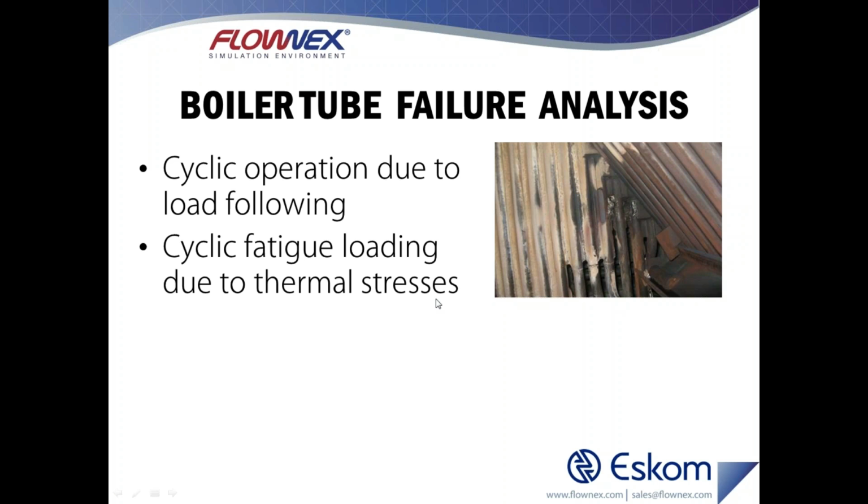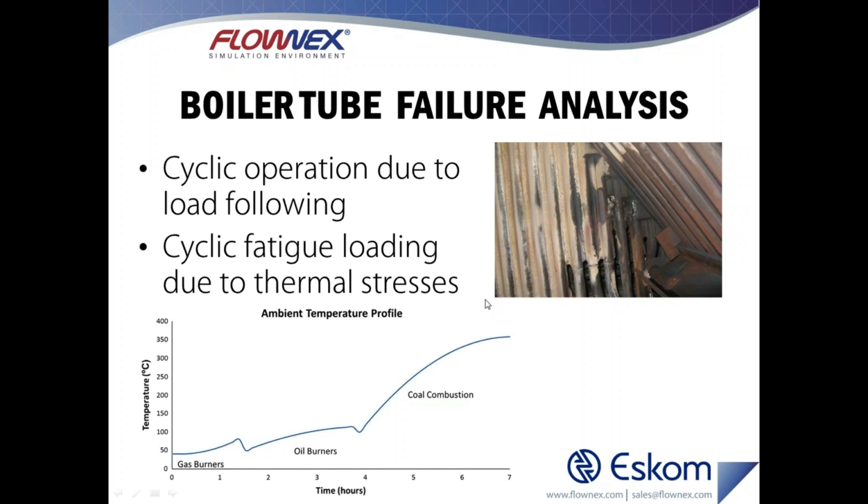So as I mentioned, this all comes about due to the fatigue loading or these cyclic loads. And this graph over here just shows the typical ambient temperature profile during the startup of one of these boilers. So you can see that, in a coal boiler there are typically 3 stages. First a gas combustion, followed by an oil combustion, and finally the coal begins to burn. During these stages there are quite large temperature changes in the ambient temperature profile.